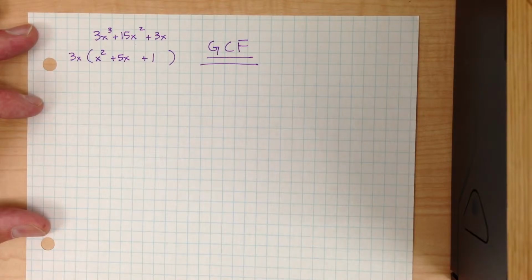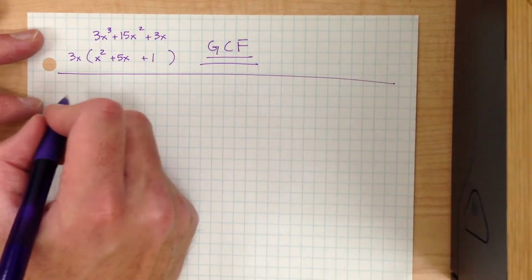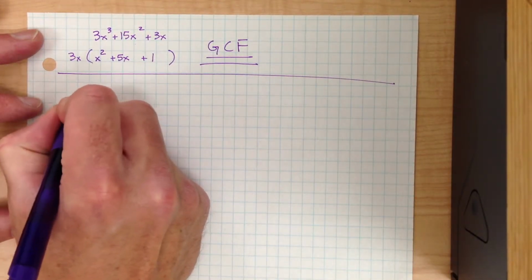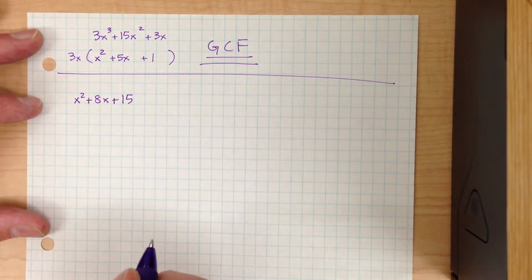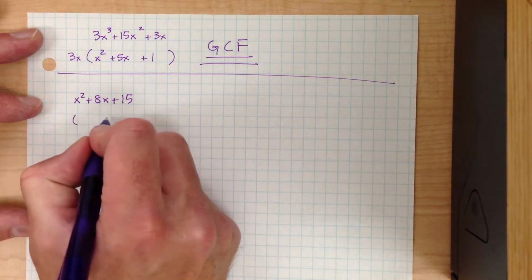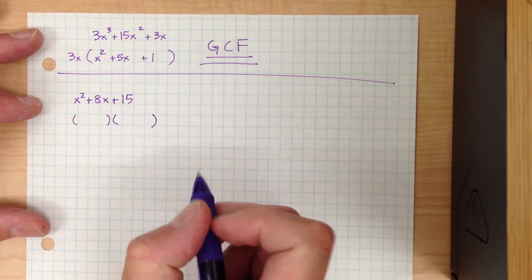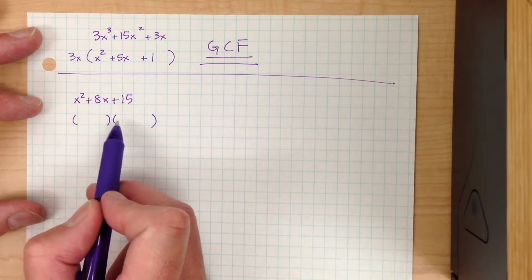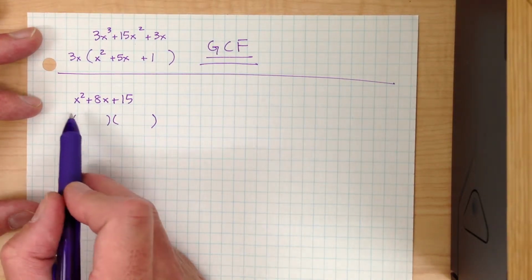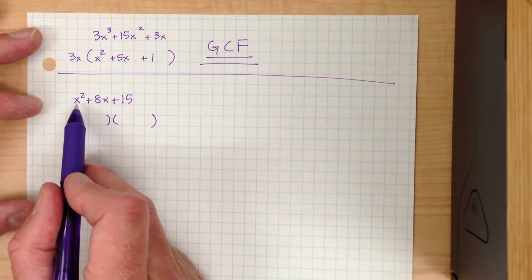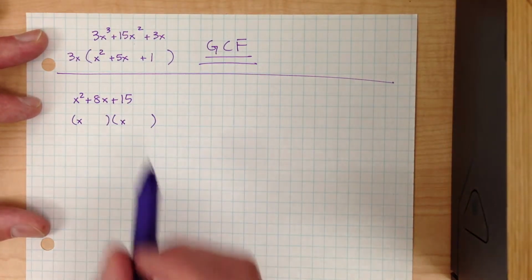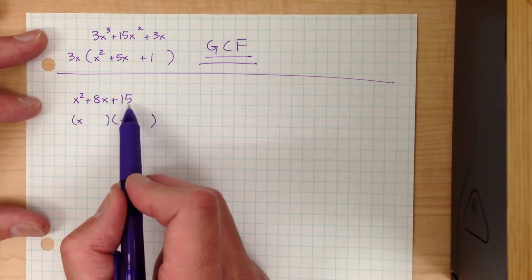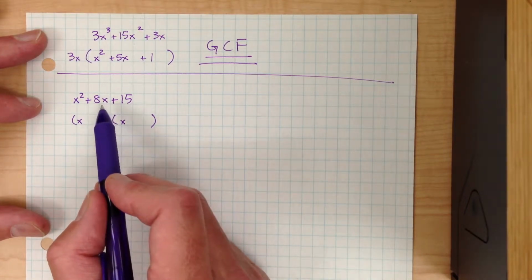Now let's look at some trinomials. First, I will start with x squared plus 8x plus 15. So what we're doing here is we're going to end up with two binomials if this is factorable. The very first value that we're going to get here, our first terms, those are going to be the factors of the first term. So the factors of x squared, the things that multiply together to give me x squared, would be x and x.